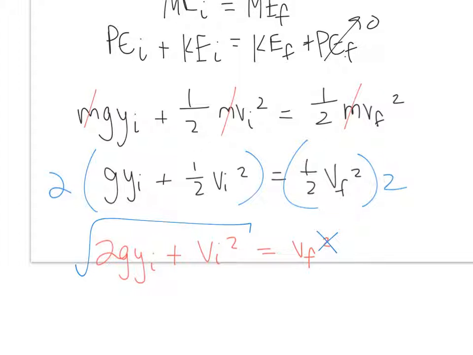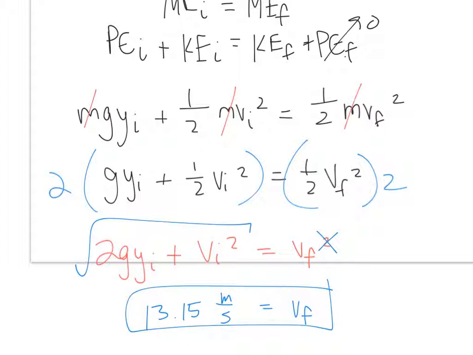Okay, the answer for this I'm going to give you for the sake of time. 2 times 9.81 times the initial height of 8 meters plus the initial velocity of 4 squared, all under the square root, gives me 13.15 meters per second. Now remember, this is the speed.